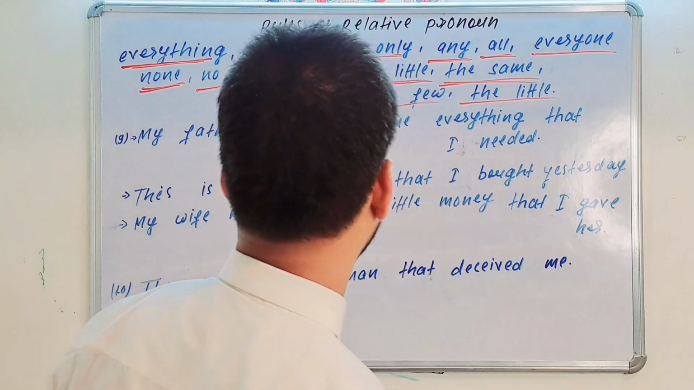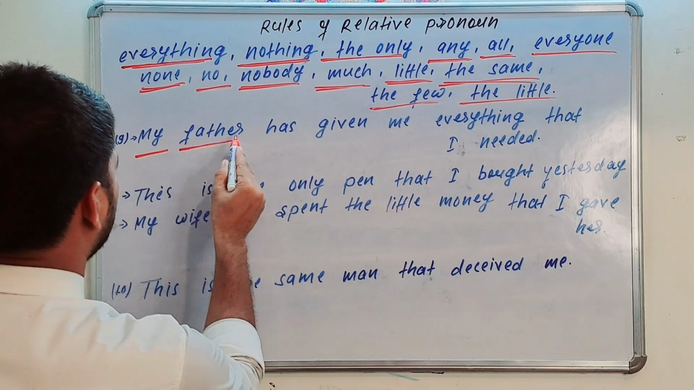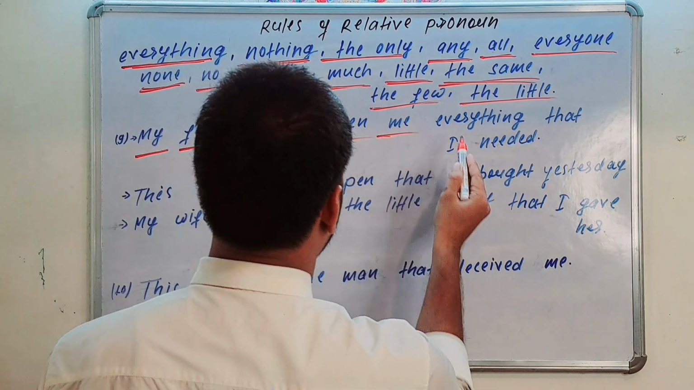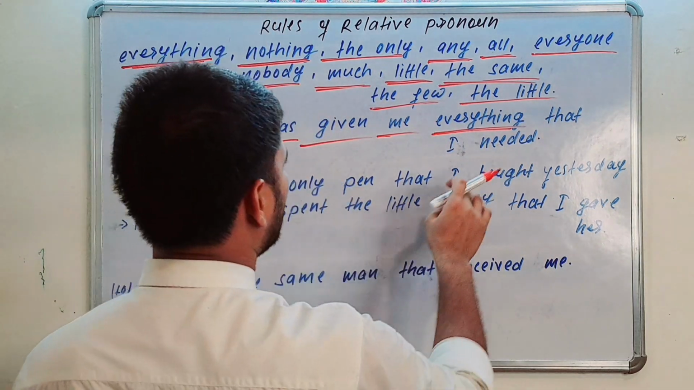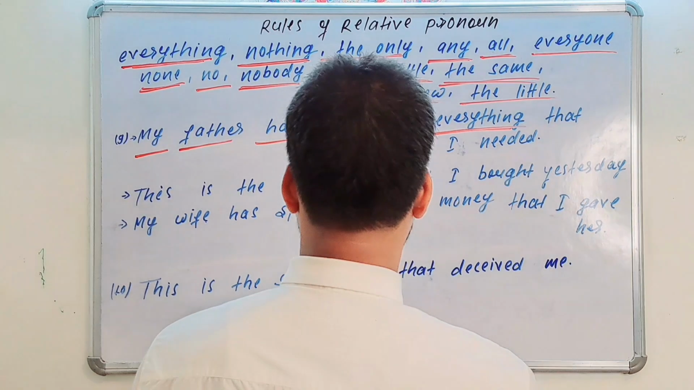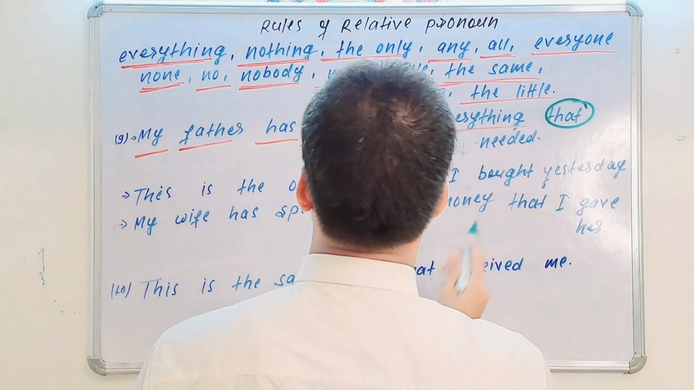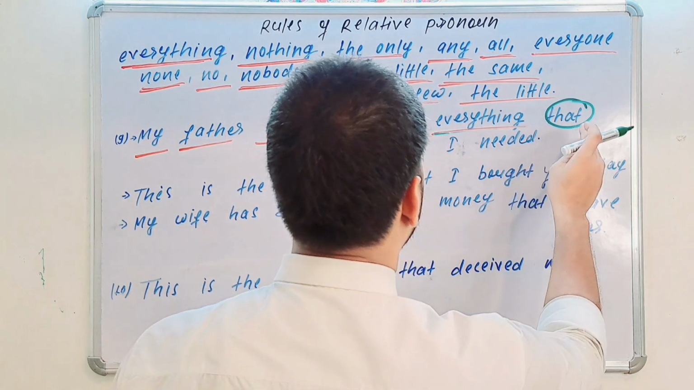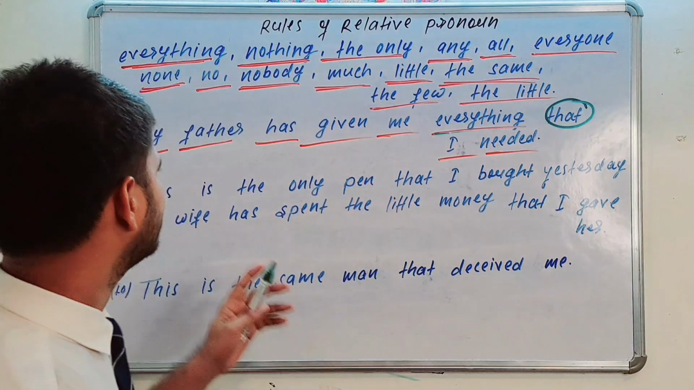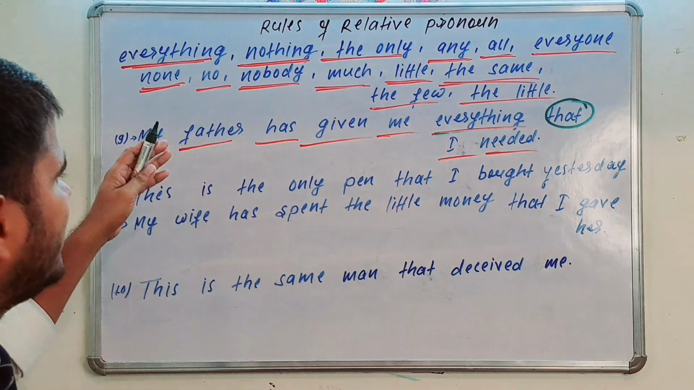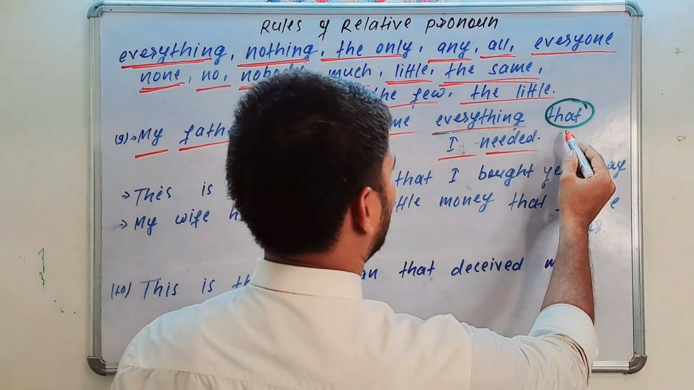Now here, understand. My father has given me everything. Here, see, everything I have mentioned here. Everything that. So that's why the relative pronoun that is used here. You can see, my father has given me everything that I needed. Now it is clear from the ninth example of the eighth rule, and after all these words, only the relative pronoun that is used.